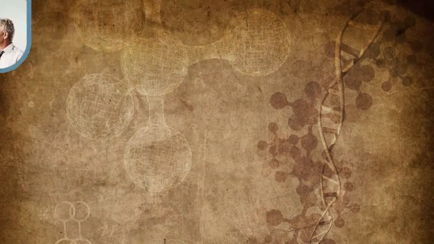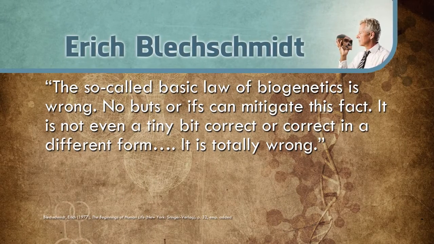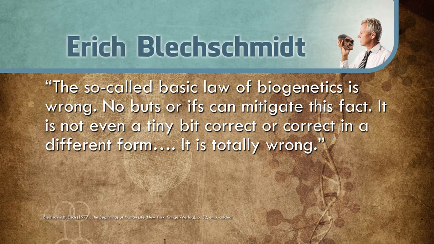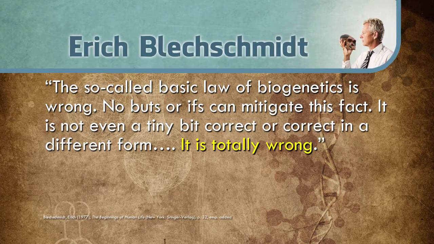Erich Blechschmidt was a prominent German embryologist and anatomist, the namesake of the Blechschmidt Collection and Museum at the University of Göttingen. He didn't pull any punches in his criticism of Haeckel's theory. He said, "The so-called basic law of biogenetics is wrong. No buts or ifs can mitigate this fact. It's not even a tiny bit correct or correct in a different form. It is totally wrong." Well, if that's true, what of Haeckel's diagram?